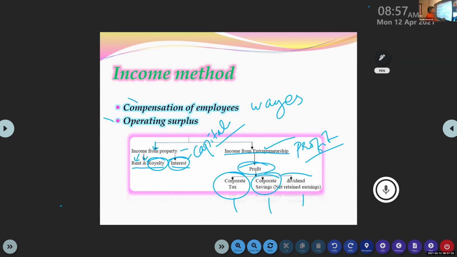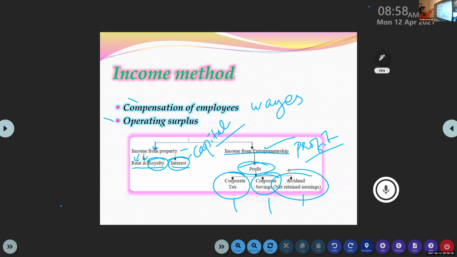Dividends. Remember dividend? A number of other individuals might also have invested in the company, right or not? They have to distribute a share of profit to them also. Clear? A share of profit to other investors. Okay, so profit we can calculate only after paying all these things. Corporate taxes are there, corporate savings are there, and dividends. Clear? Write down. Is that clear or not?